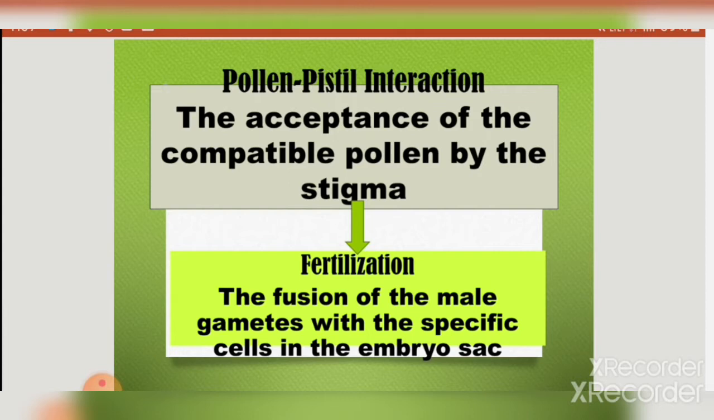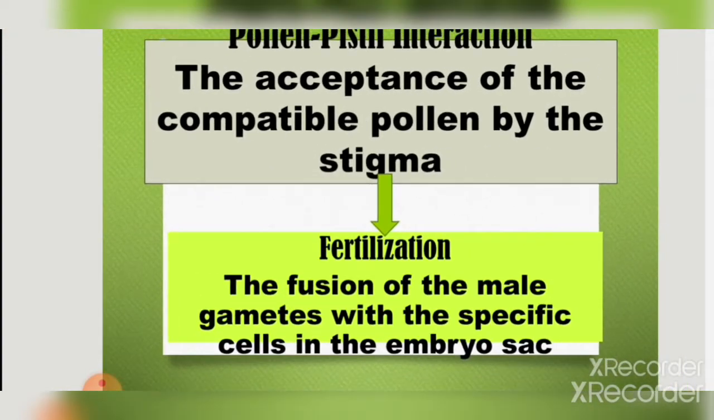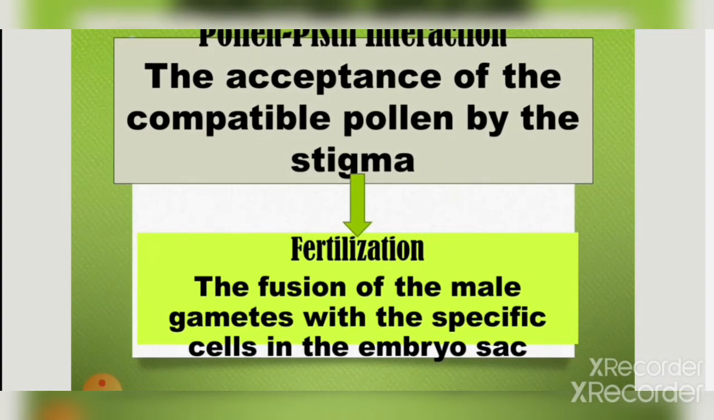Very good. So in today's class we are studying the pollen pistil interaction and what further processes happen after this pollen pistil interaction. Well, children, the pollen pistil interaction is nothing but the acceptance of the compatible pollen by the stigma. Once that is accepted by the stigma, the further process that proceeds is nothing but fertilization. You can just recall from your 10th standard, where we studied the reproduction chapter.